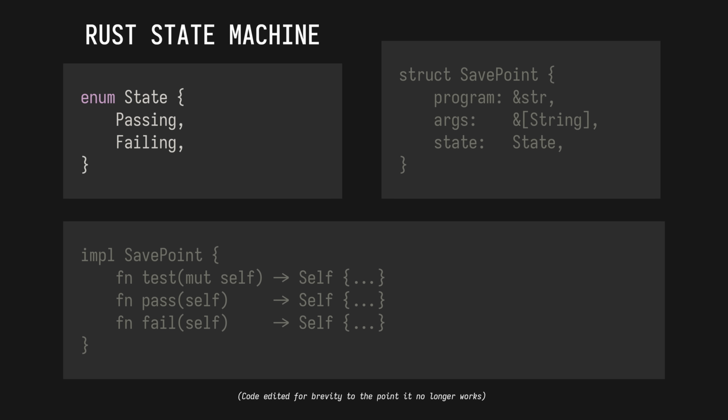But I want to highlight the clarity of structure here. Firstly, it was natural to model the two states of this little state machine with Rust's enums. Then I attached the state to the Savepoint struct, which is the long-lived app object, including the test program and args supplied by the user, as well as a bunch of flags from the command line. Finally, I implemented on the Savepoint struct the state transition methods pass and fail, themselves called by the test method, depending on the exit code of the user's test command. I'm glossing over a lot of UI and helper functions that don't really matter here, of course.